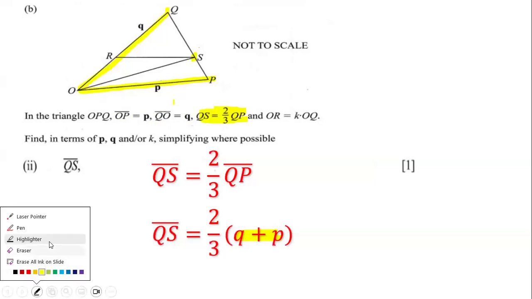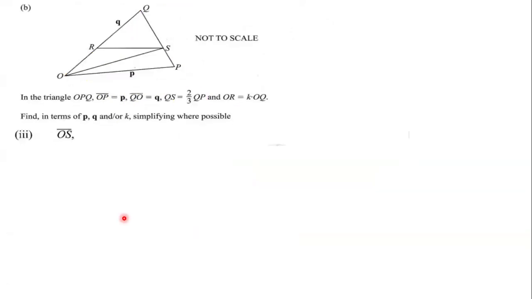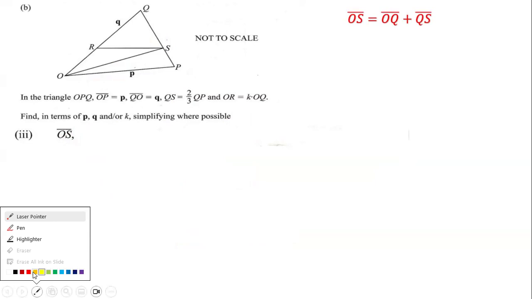Okay, let's move on to the next question. We have to figure out what is OS. So what does OS mean? OS means that you start at O and you end at S. That's what OS means.